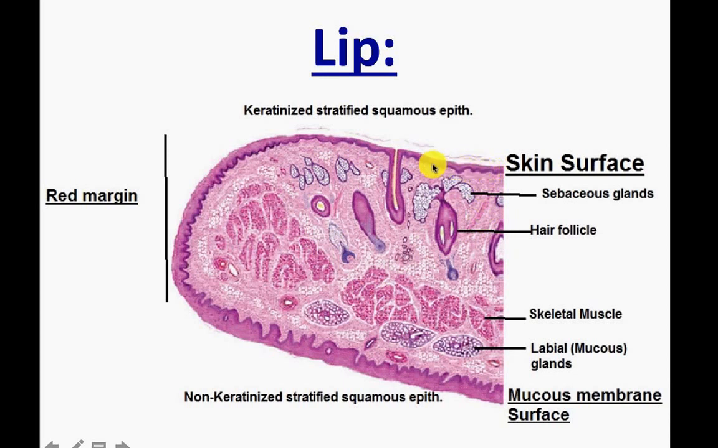Here we have the lip. It is a U-shaped structure formed of three surfaces. This is the surface showing keratin and the hair follicles with the associated sebaceous glands and sweat glands. This is the skin side. And the side which is non-keratinized stratified squamous epithelium, which is the typical oral mucosa, is the side of the mucous membrane, and it is associated with the labial glands, which are mainly mucus acini.